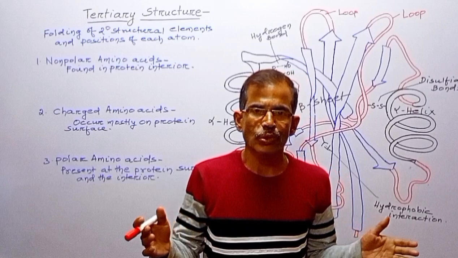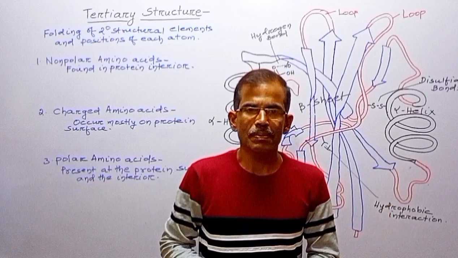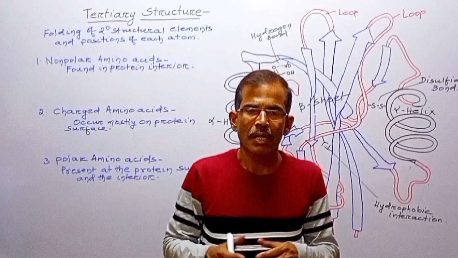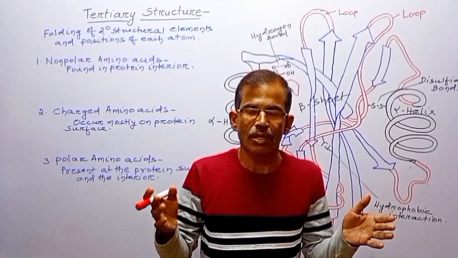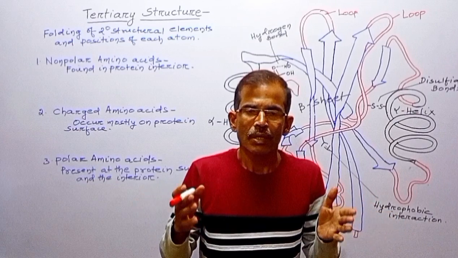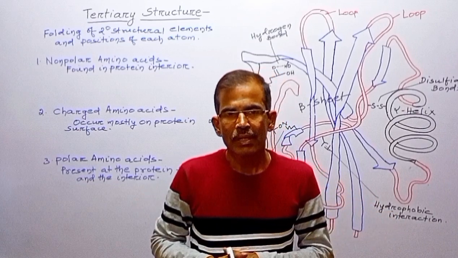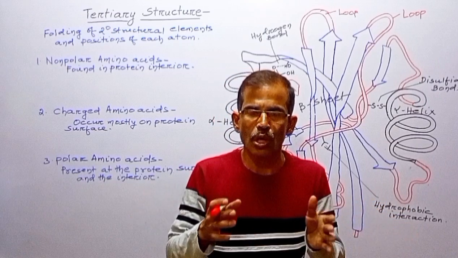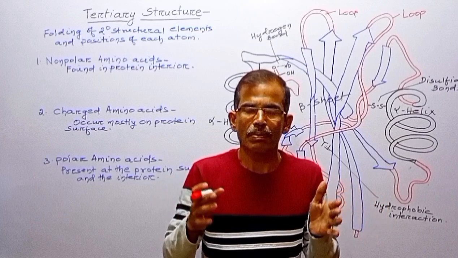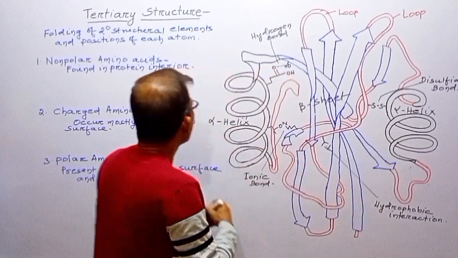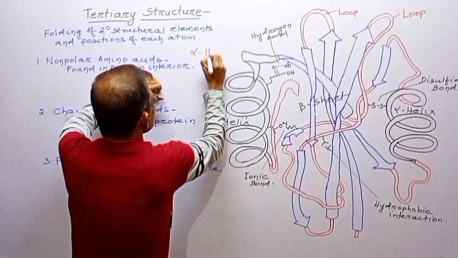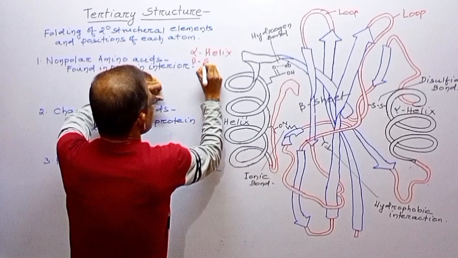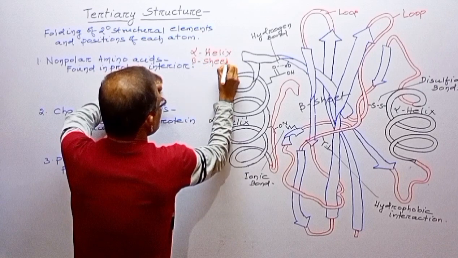The tertiary structure of a protein describes the folding of its secondary structural elements and specifies the positions of each atom in the protein, including those of its side chains. Secondary structural elements are formed due to the folding of short contiguous segments of the polypeptide chains. Alpha helix and beta sheet are the two most common secondary structures found in proteins.